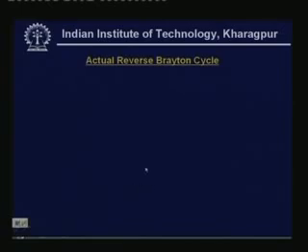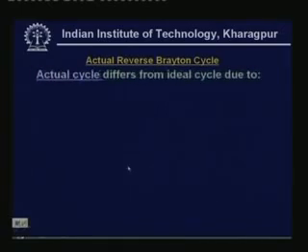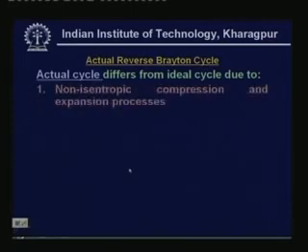Now let us look at the actual reverse Brayton cycle. Whatever we have been discussing so far is an ideal cycle. So the actual cycle differs from the ideal cycle due to two reasons. The first reason is the non-isentropic compression and expansion processes. That means basically the process 1 to 2 and 3 to 4 could be adiabatic, but they will be definitely irreversible. That means there will be some irreversibility maybe due to fluid friction. So the process becomes non-isentropic.